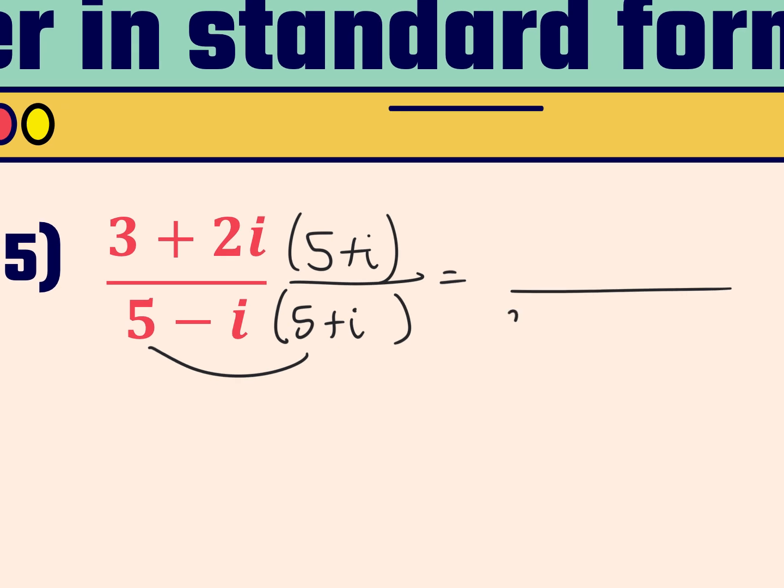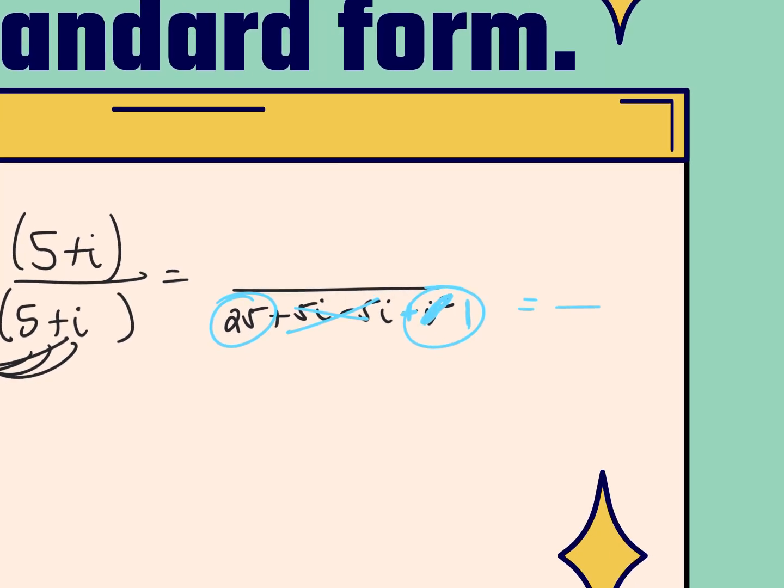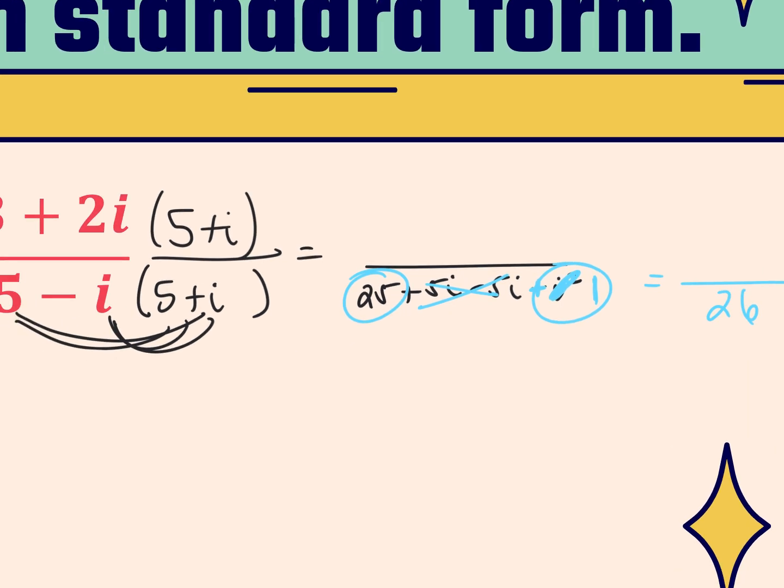5 times 5 is 25. Good. 5 times positive i, plus 5i. Negative i times 5, negative 5i. And then negative i, positive i, minus i squared. As soon as I see that i squared, I do what? Cross it off and change the sign. If there's no number there, what do I put? A 1. What happens to my positive and negative 5i in the denominator? They cancel. Perfect. So I have 25 plus 1 is 26, which is exactly what we wanted to happen. So good job.